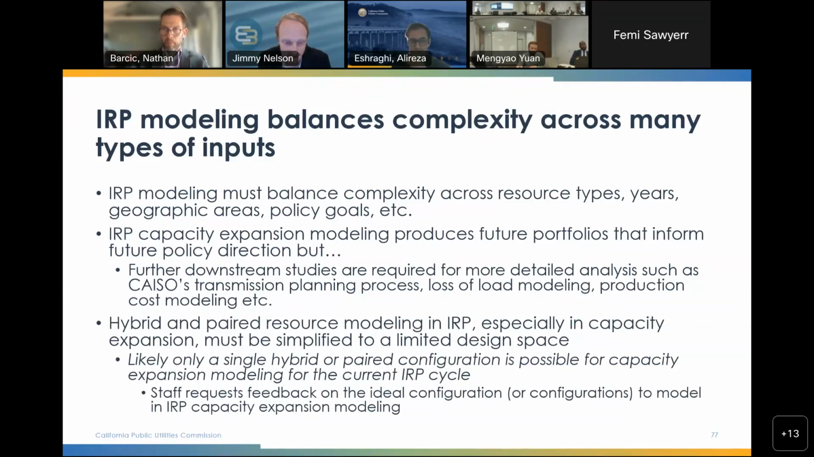And to be the bearer of a little bit of bad news, perhaps, the IRP modeling for capacity expansion always requires some level of simplification because we're balancing so many things at the same time. So there's a number of resource types, years, geographic areas, policy goals, et cetera. And so I think what we're hoping to do in this round is to take a reasonable step forward in modeling hybrid and paired resources. That reasonable step forward would be to try and model the most likely or the most valuable or the best, however stakeholders may define those, configuration of one hybrid or paired resource as a stand-in for the resource class. And this obviously doesn't stop developers and load serving entities from going out and developing other possible combinations of hybrid and paired resources. It's just really to get on the map in terms of modeling this resource class. Next slide.